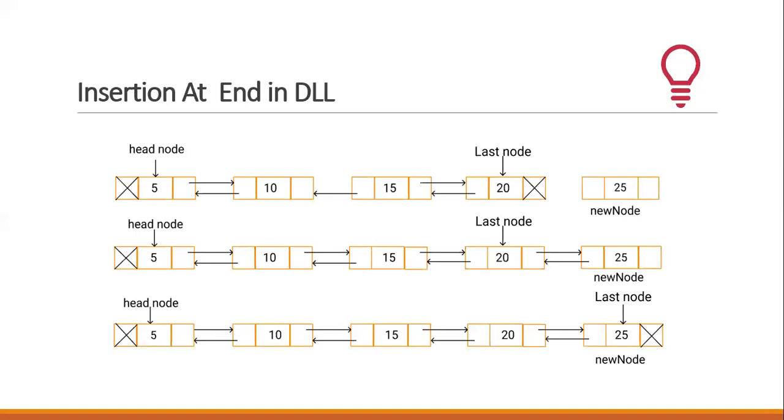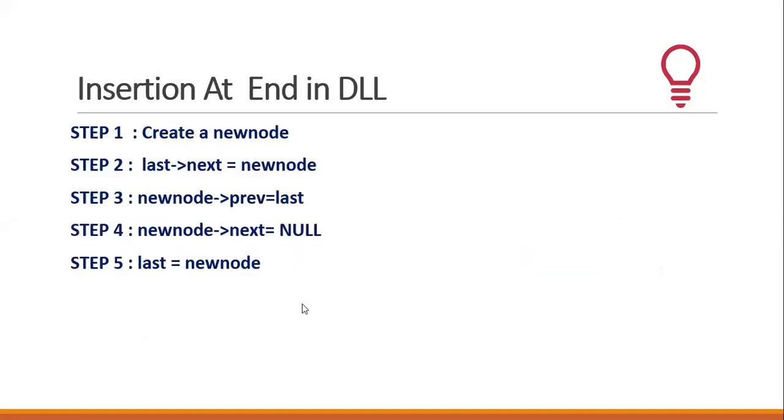Fine. So now a linked list is created. The situation is almost the same. We have 5, 10, 15 and 20, where 20 is our last node now, and we want to insert a new node, that is 25, which in our previous algorithm was inserted at the beginning. So definitely our first step is going to remain the same, and that is to create a new node.